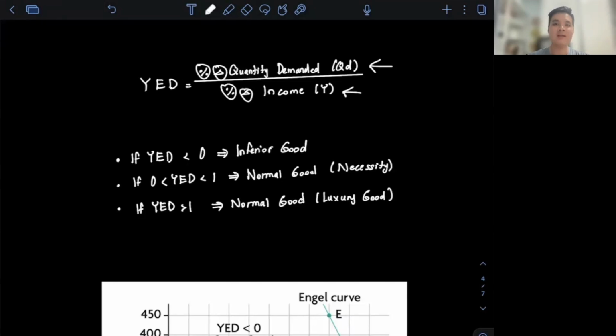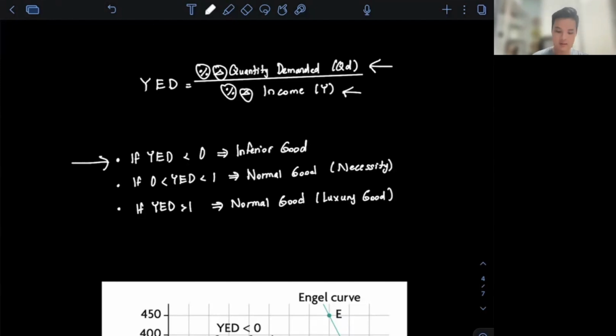So when I say certain goods, what does it actually mean? Well, we can classify goods into two main groups. The first one being what we call normal goods, and the second group being inferior goods. Normal goods can be split into necessities and luxury goods. So for example, if the YED value is less than 0, as we see in this first bullet point, the good is an inferior good, and the demand for inferior goods and income move in opposite directions. So for example, if our income increases, chances are we will demand less quantities from the clearance or discount racks.